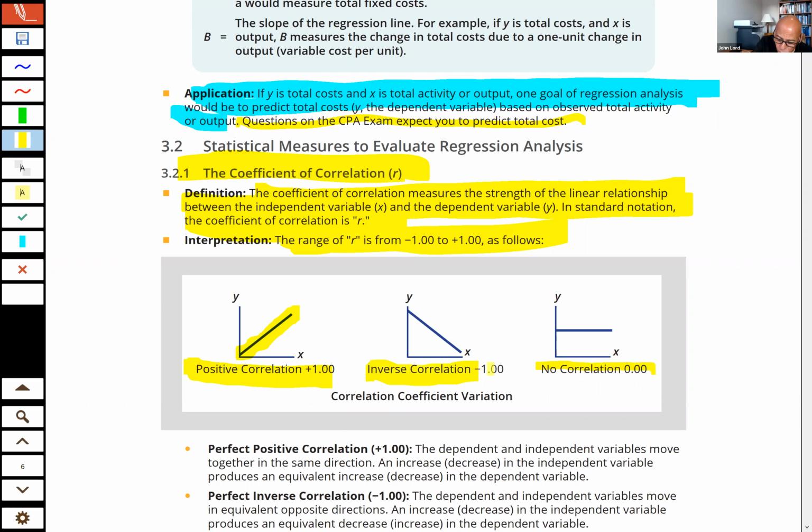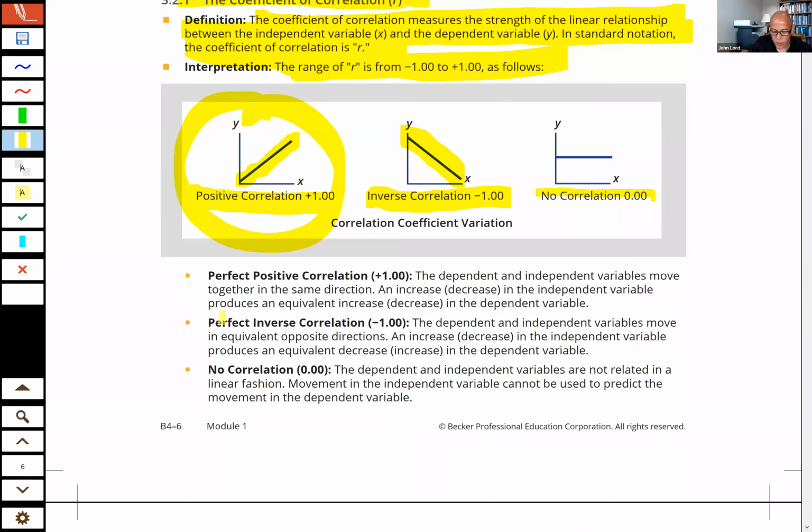Here, inverse correlation says, well, actually, as the independent variable increases, the dependent variable decreases. That's generally not going to be the case for a cost consideration. You're going to be somewhere in here, but really you're seeing if you've selected the correct independent variable to predict whatever it is you're trying to predict, say total cost. Okay, so you can go ahead and flashcard this right here.